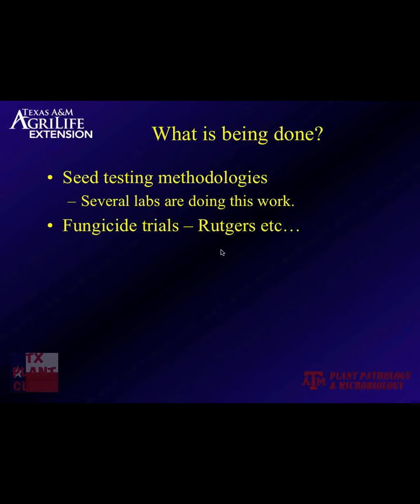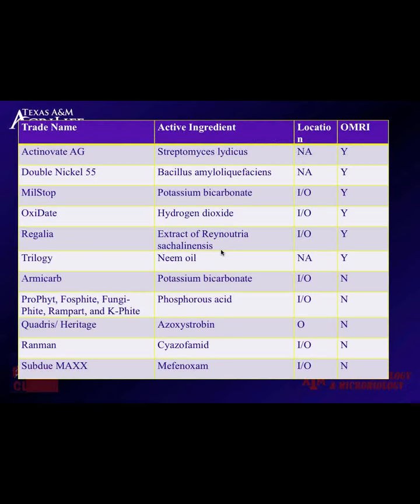And on the next slide is a chart that Dr. Gu put together based on some of the information gleaned from different publications in terms of what's available for growers. In the location column, where it says I or O, it's indoors or outdoors, whether it can be used in the greenhouse or it's used outdoors.